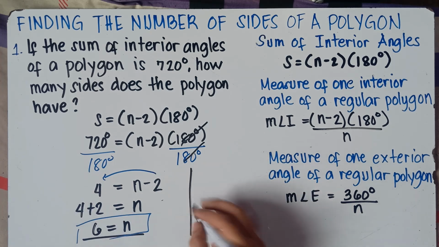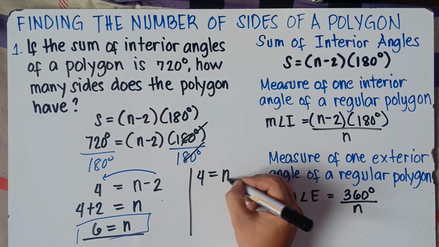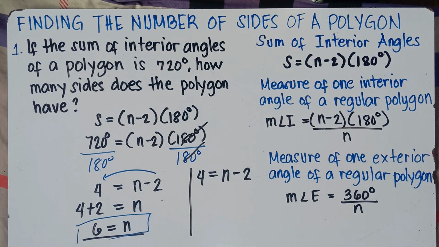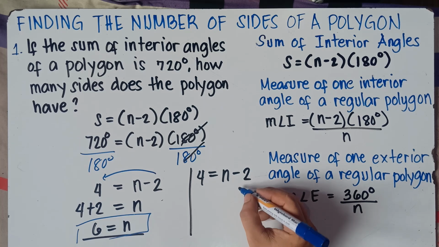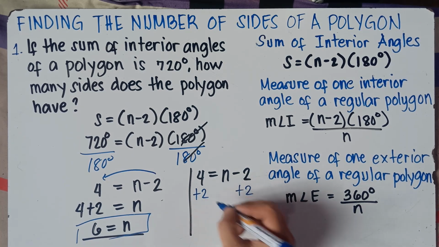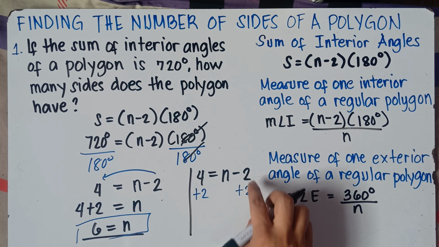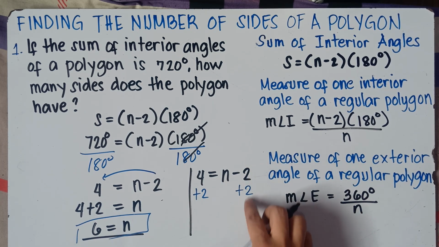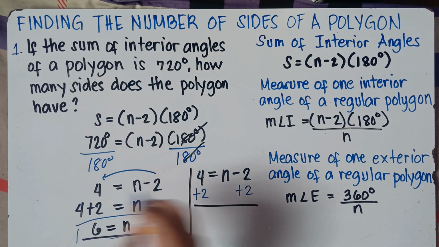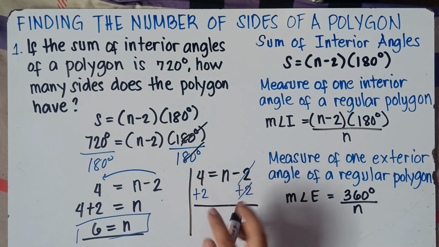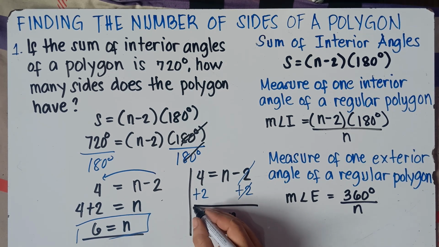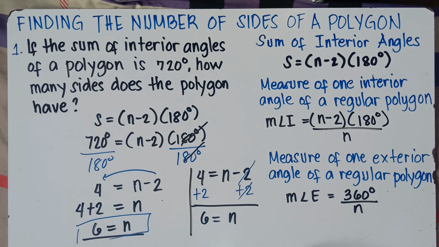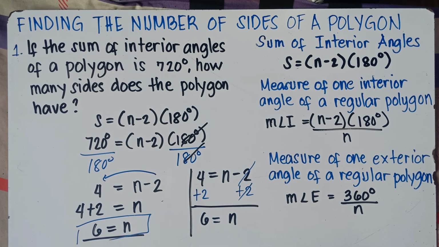Now the second solution, class. We have 4 equals n minus 2. We can use the properties of equality and add positive 2 to both sides, so that we can cancel this out, because negative 2 plus 2 is 0. And then 4 plus 2 is 6, equals n. So it's up to you, class, which you prefer: the properties of equality, or simply transposing negative 2 from right to left. So that's the answer for number 1, class. Let's have another example. Example number 2.